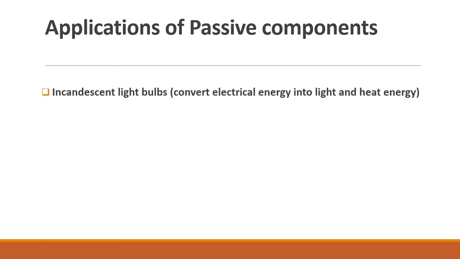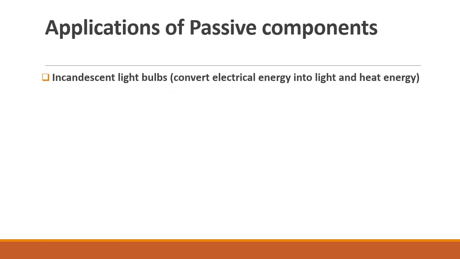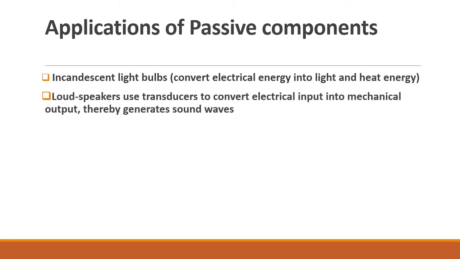Passive components are used in incandescent light bulbs, which convert electrical energy into light and heat energy. They are used with loudspeakers in which there are transducers to convert electrical input into mechanical output. Thereby, it generates sound waves.